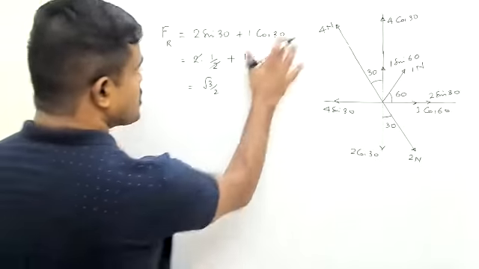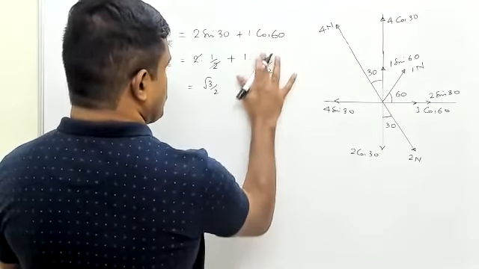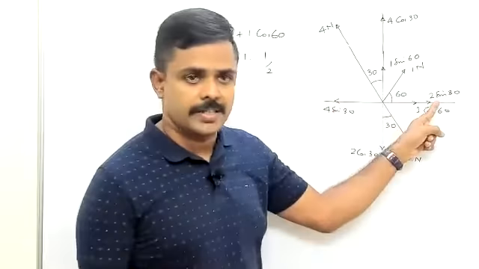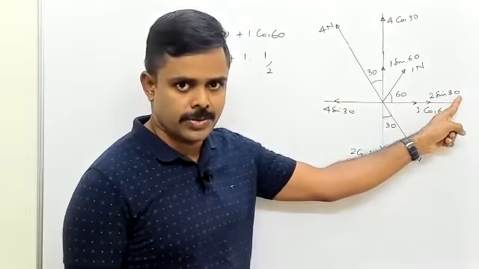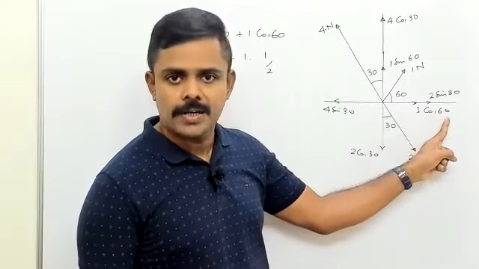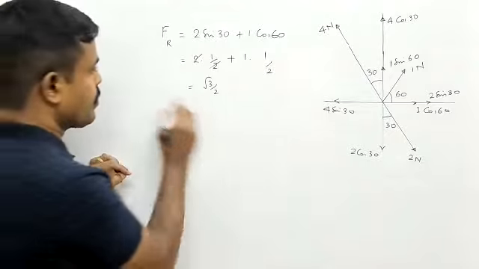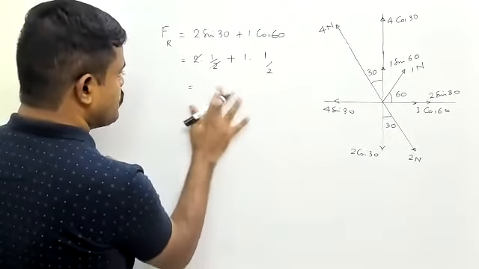Oh, it is 1 cos 60, which is 1 by 2. Okay, I made a mistake. Force to the right: one of the forces is 2 sin 30. The component here is 1 cos 60. So 1 cos 60 is 1 by 2. That would make it 1 by 2. So the answer here is 1 by 2.